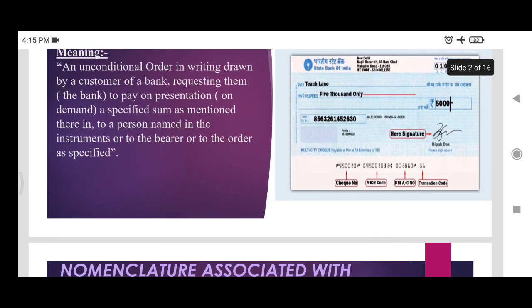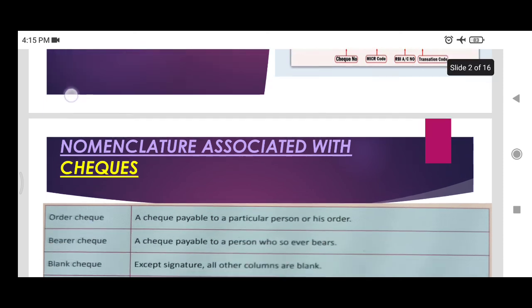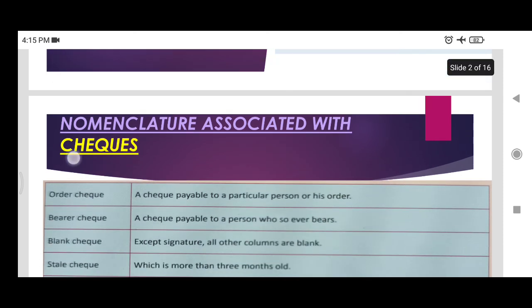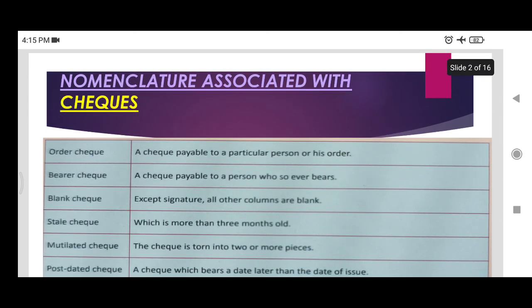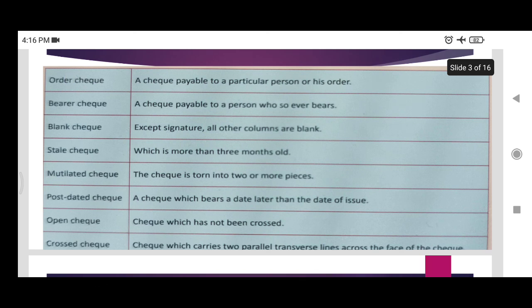We'll see the nomenclatures associated with checks. There are many nomenclatures we used to call checks. For example, order check, bearer check, blank check, stale check, etc. We'll see one by one. What is this order check? An order check means a check payable to a particular person or his order. Such a type of check is called an order check.